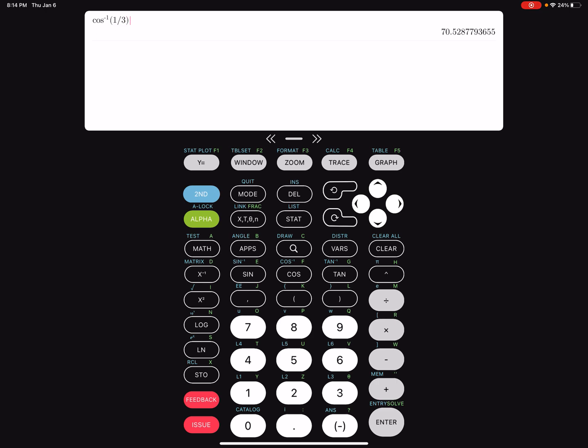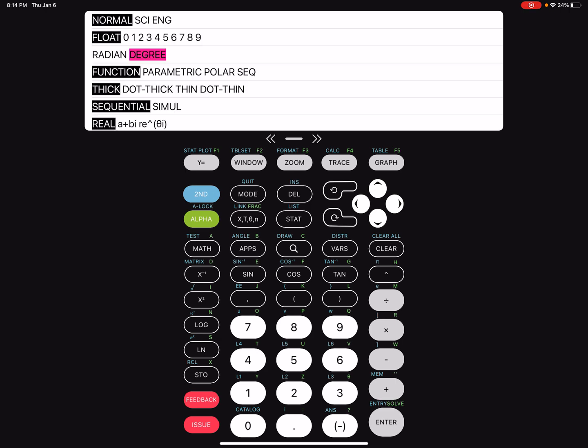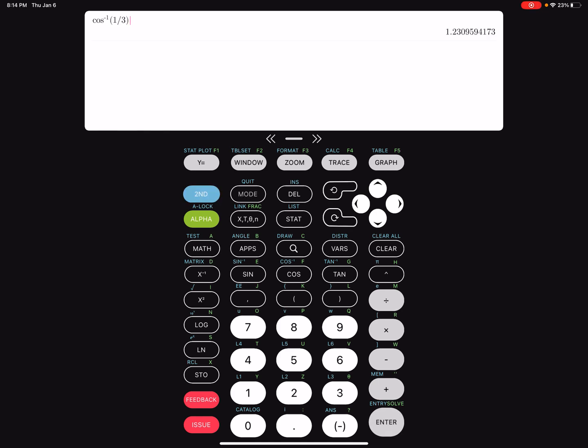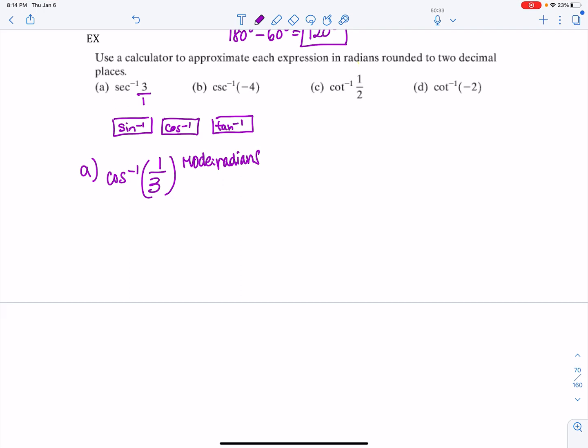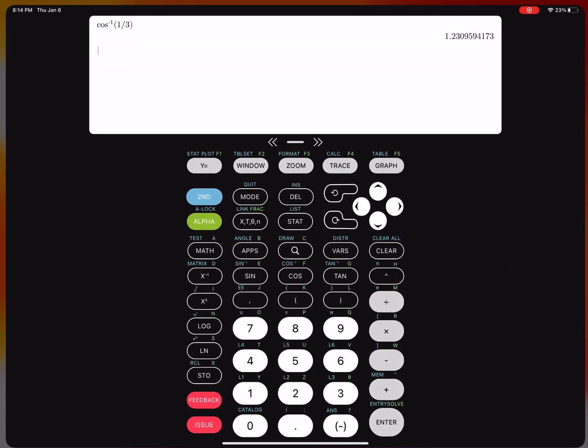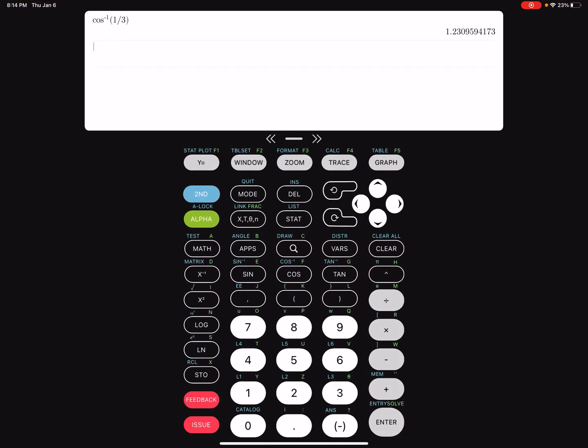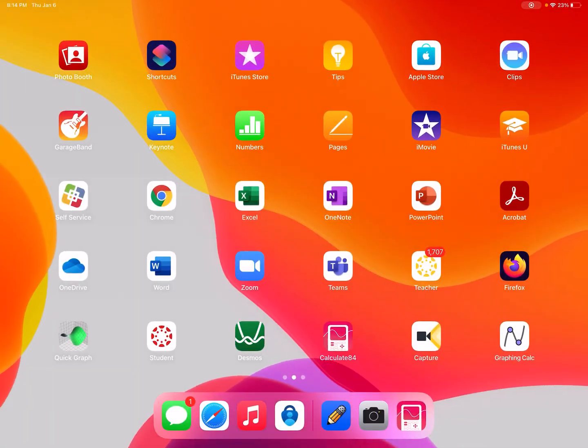And I see my answer is 70.53, but I want to check to make sure my mode is in radians, so that was the degree value. So let me go ahead and hit enter here and then quit, and let me try that again. So if I enter 1/3, I get 1.23. So like I said, be careful and make sure your mode is in radians. It says round to 2 decimal places, so yeah, 1.23 will do the trick.